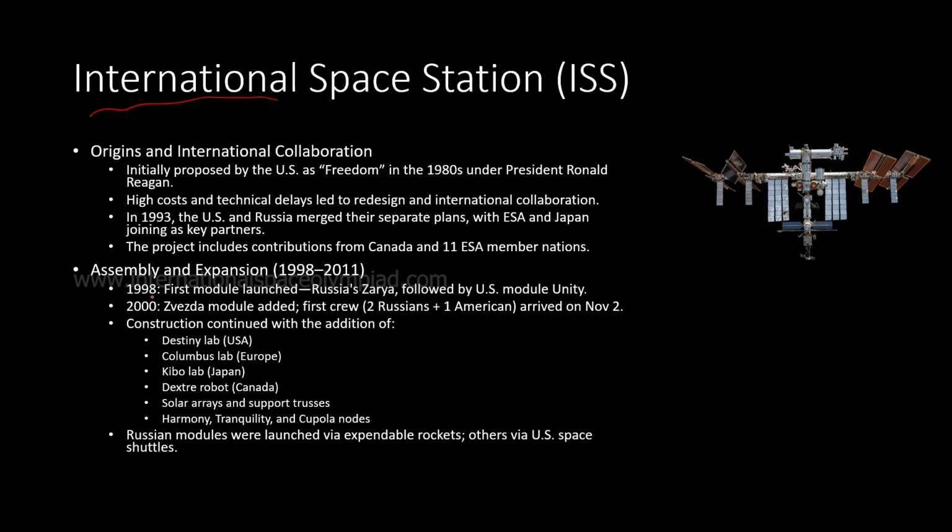In 1998, the first module launched. The first module was Russia's Zarya, followed by the US module, Unity. So it is actually different parts. I will show you a time-lapse video of how they arranged all of this. Then the Zvezda module was added in 2000. The first crew, 2 Russians plus 1 American, arrived on November 2, 2000. Construction continued with the addition of the Destiny Lab and Columbus Lab.